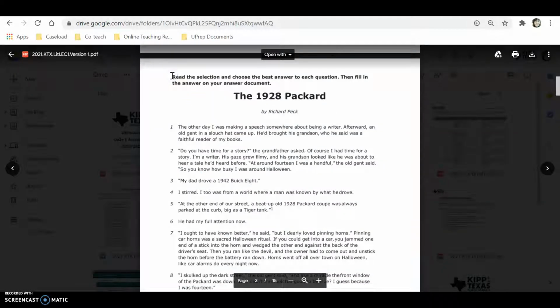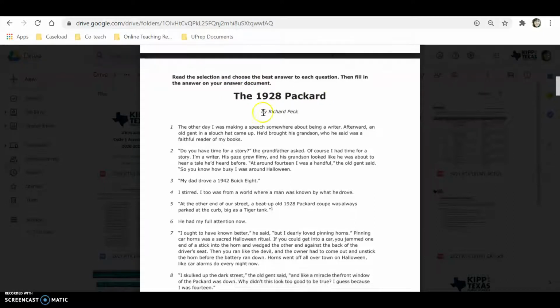All right, first reading. Read the selection and choose the best answer to each question, then fill in the answer on your answer document. The 1928 Packard by Richard Peck.